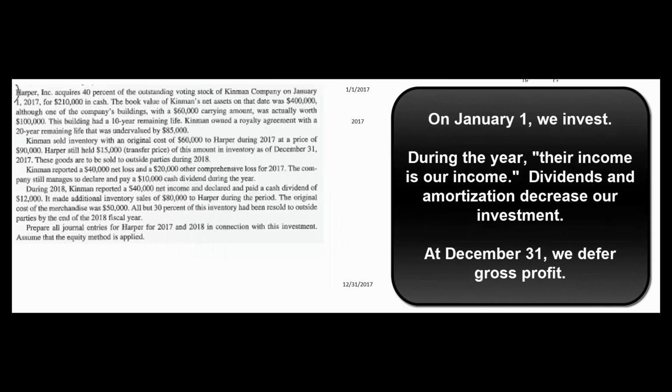All right, let's look at the journal entries for this problem. First of all, we'll look at the journal entry on the date of acquisition, then the journal entries during the year 2017, then the journal entry at the end of 2017. So we buy this thing for $210,000 cash. Debit the balance sheet account investment in Kinman for $210,000. Credit the balance sheet account cash for $210,000.